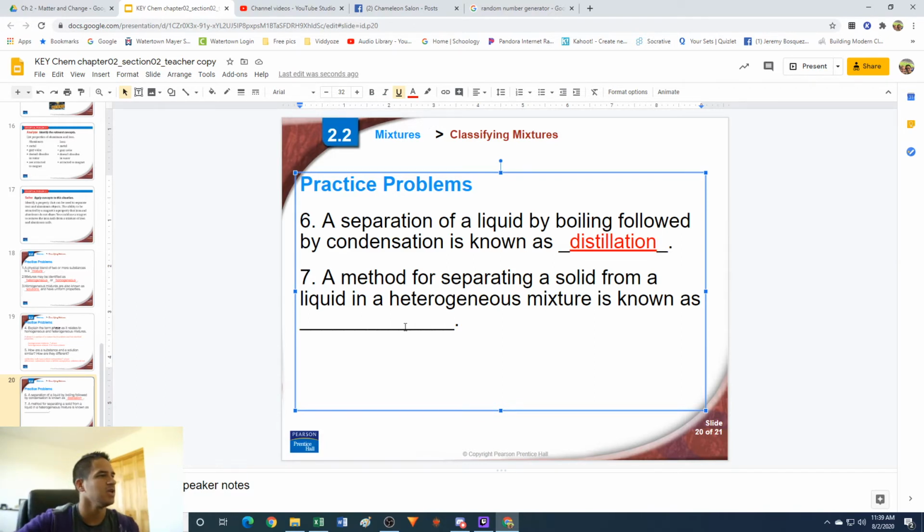Number 7, a method for separating a solid from a liquid in a heterogeneous mixture is known as... Again, this one also was directly from the notes. This is known as filtration, okay, where you separate out a solid from a liquid. You pour it typically into a filter. The liquid particles, of course, pass right through the filter. The solid particles get stuck, and then now you have the liquid over here and the solid here in the container, and you can do whatever you want with it.